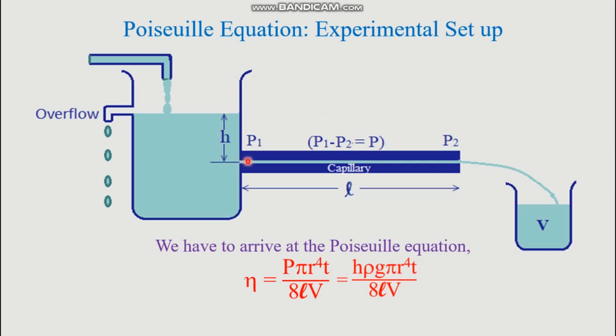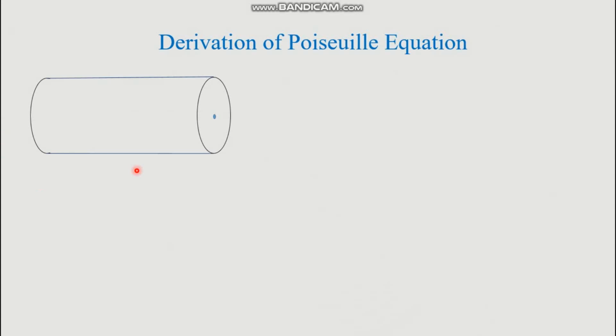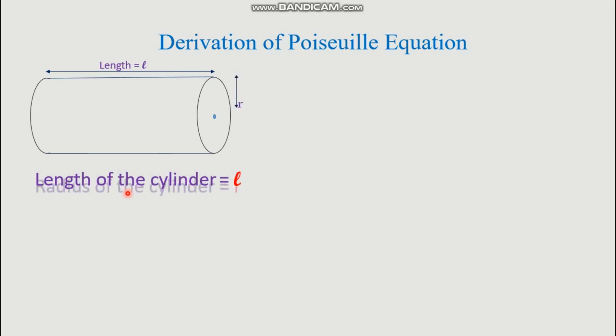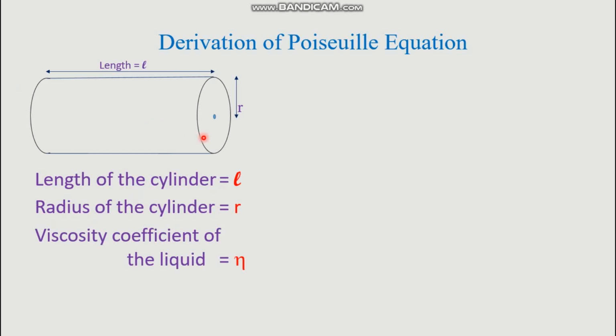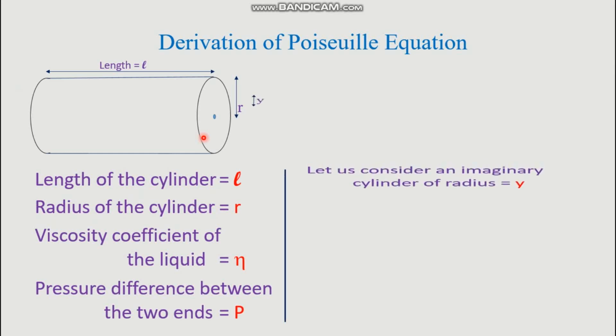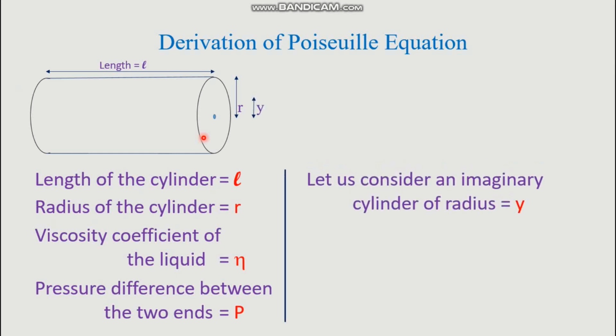Now, this capillary is cylindrical in nature. So, this cylinder is drawn here like this, which has length L and radius r. Now, this liquid has viscosity coefficient eta, it has already been mentioned, and another point is mentioned, that the pressure difference is P. Now, if another imaginary cylinder with radius y is considered here, then how does it look? It looks like this. The shaded area is the tiny cylinder which has radius y.